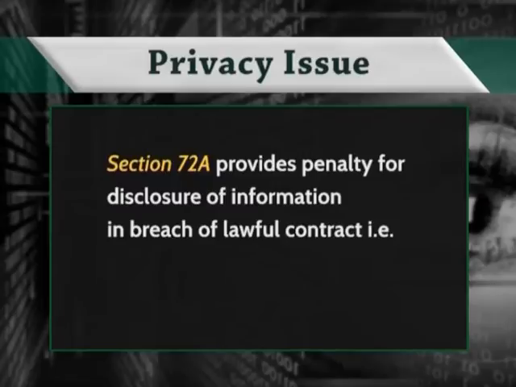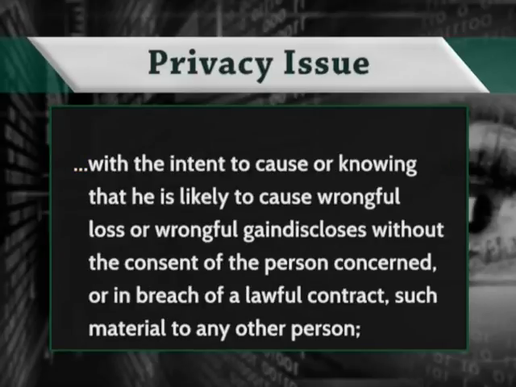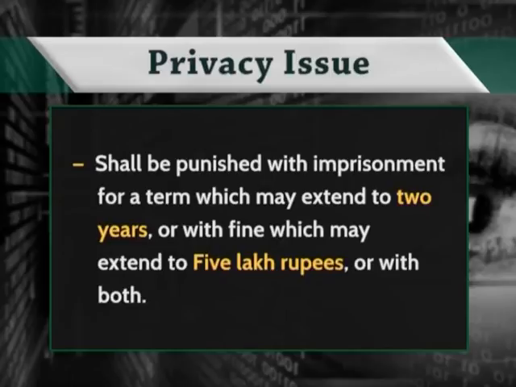Section 72A provides a penalty for disclosure of information in breach of lawful contract. Any person, including any intermediary, who while providing services under the terms of a lawful contract has secured access to any material containing personal information about another person, with intent to cause or knowing that he is likely to cause wrongful loss or wrongful gain, discloses without the consent of the person concerned or in breach of a lawful contract such material to any other person shall be punished with imprisonment for a term which may extend to 3 years or with fine which may extend to 5 lakh rupees or with both.